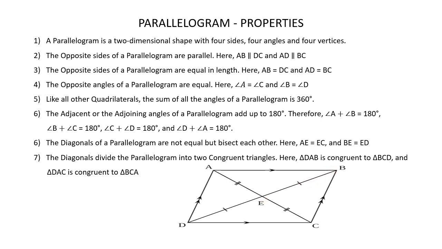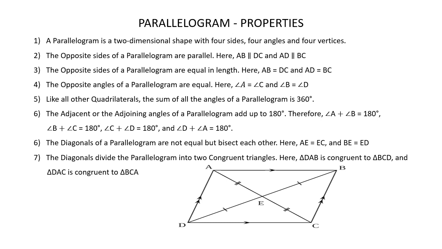Similarly, the diagonal BD bisects the diagonal AC. So AE is equal to EC. So the diagonals of a parallelogram are not equal but bisect each other. The diagonals divide the parallelogram into two congruent triangles.